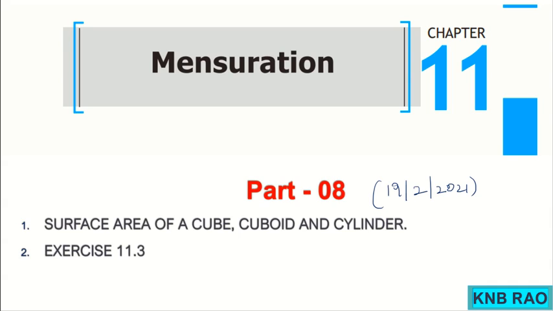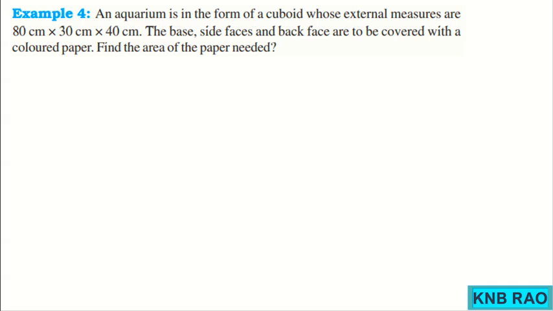First, we will go for solving example questions through which we will do revision of surface area of a cube, cuboid and cylinder. Coming to the example number 4. In this example number 4, an aquarium is in the form of a cuboid whose external measures are 80 centimeter by 30 centimeter by 40 centimeter.